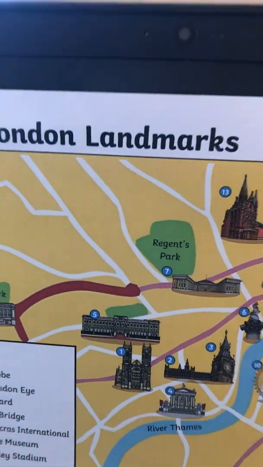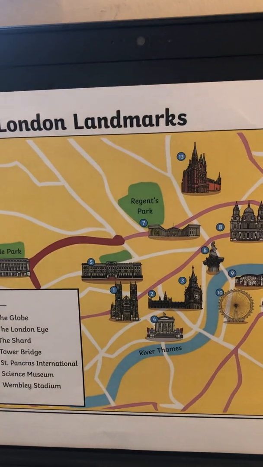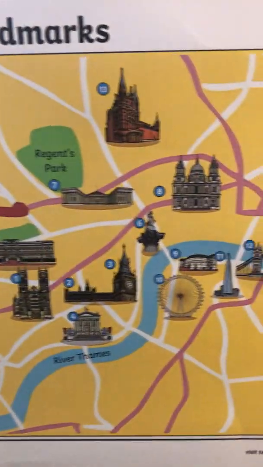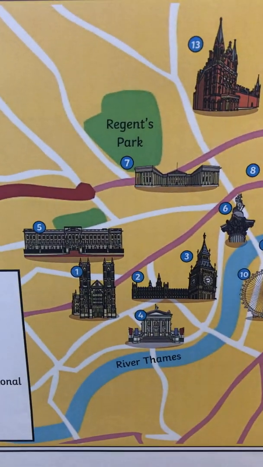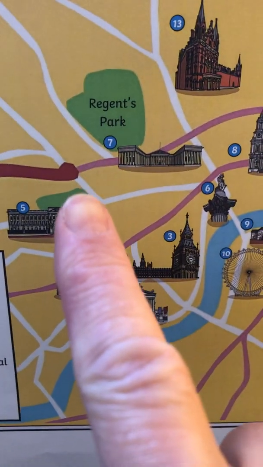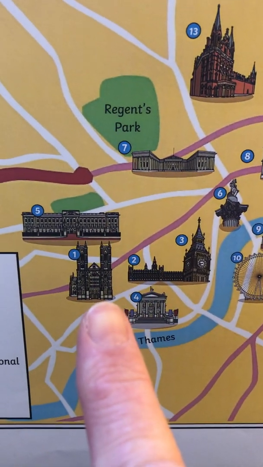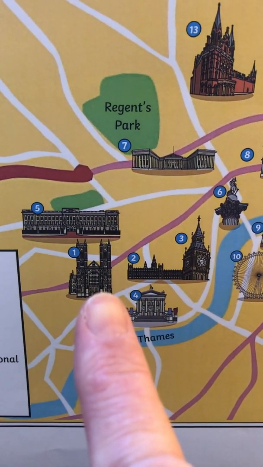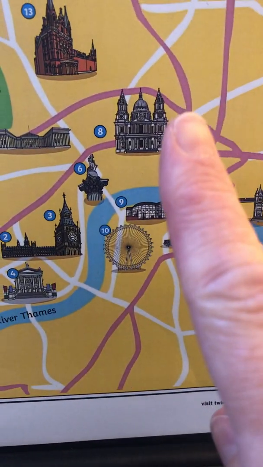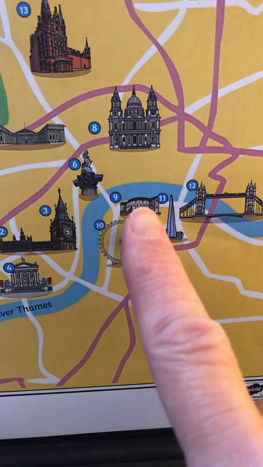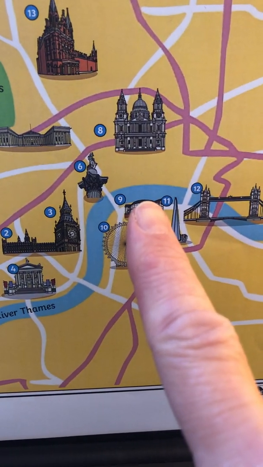One of the other words was above. Above. That means it's higher up. So let's see, which one can we say for that? I know. What about Buckingham Palace is above Westminster Abbey? Or we could say the Globe Theatre is above the London Eye, because it's higher up, isn't it?